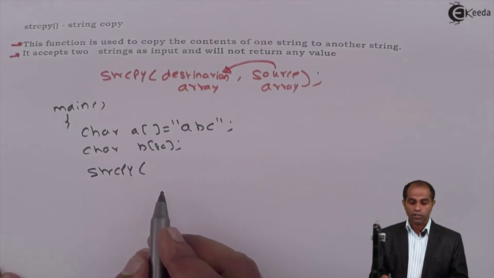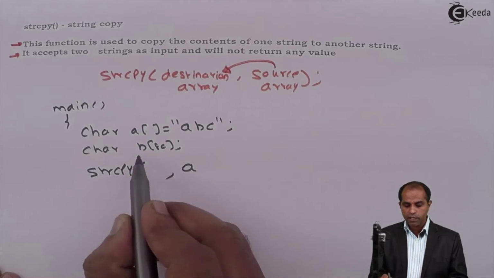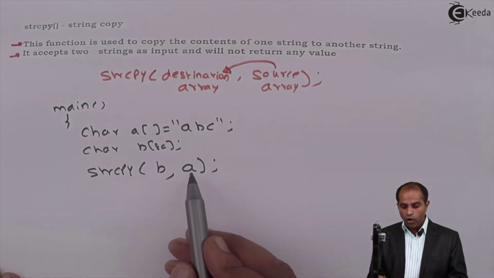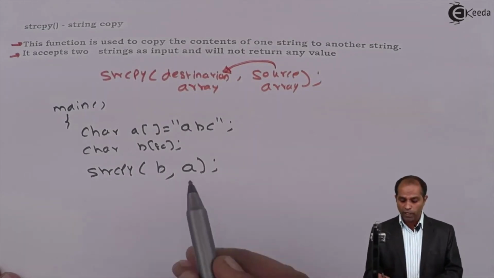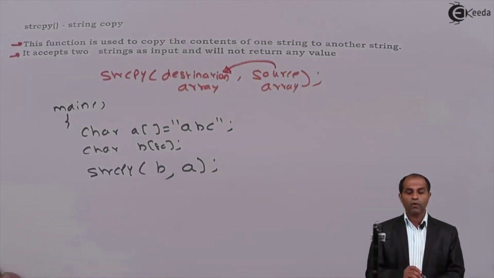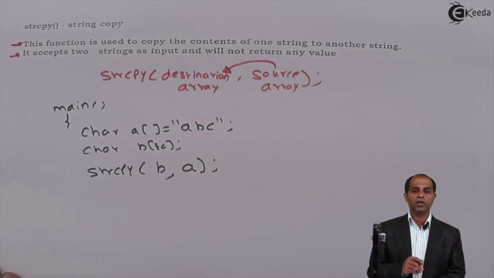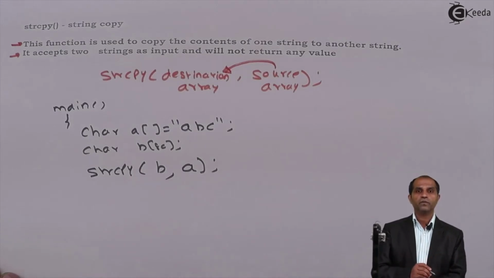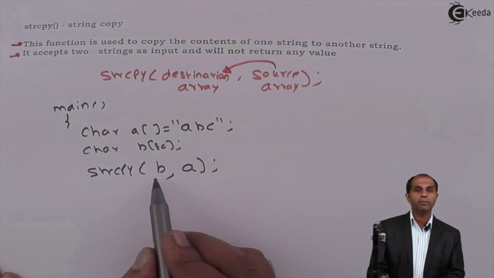Where is the source array? The source array is a, so that has to be on the right hand side. Where is the destination array? That is b, so I'll say b at this place. Now this function copies the contents of a to b. When I say it copies the contents of a to b, a of 0 is copied to b of 0. A of 1 is copied to b of 1. A of 2 is copied onto b of 2. A of 3 is copied onto b of 3, and so on till the null character from a is copied to b. So a of the index where the null character is situated is copied at the b of the index of the null character.